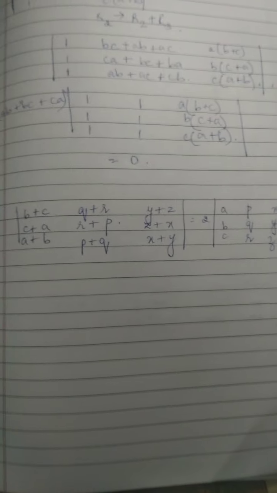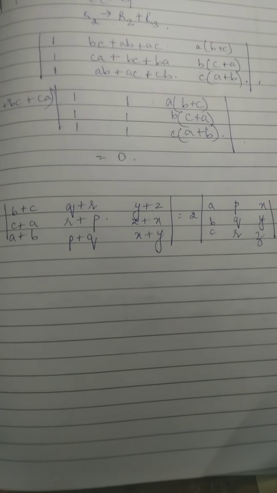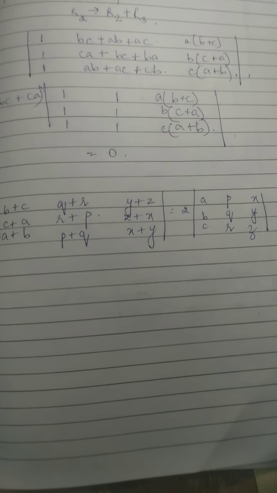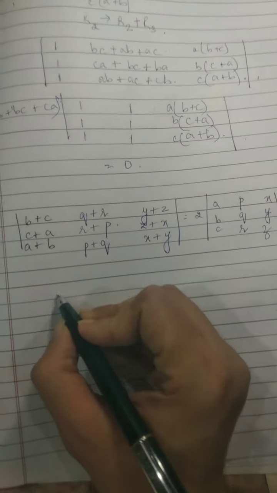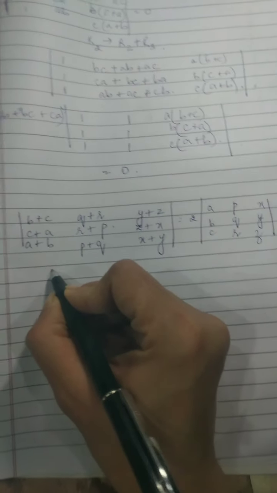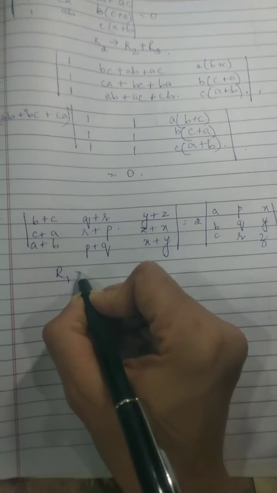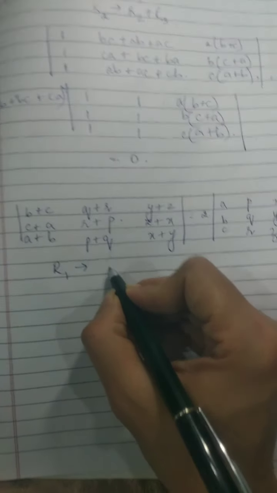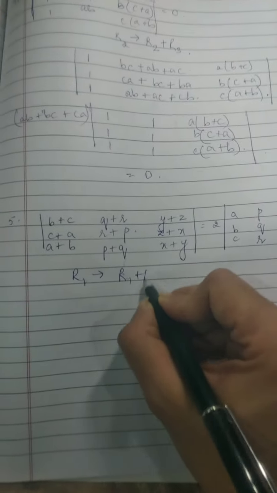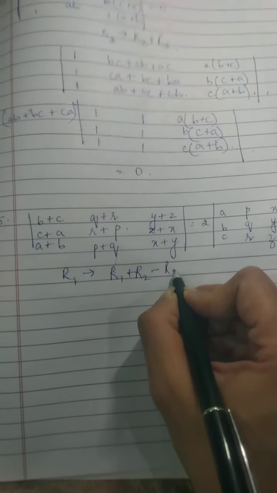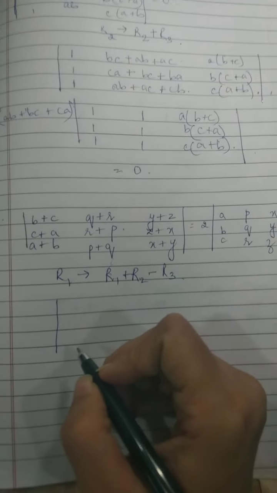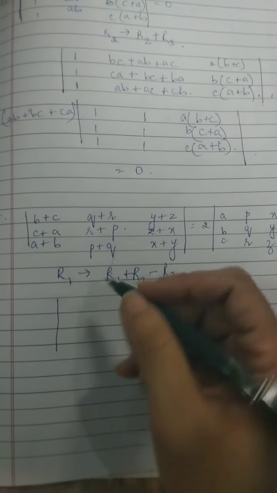Moving on to question number 5. We have to prove that LHS is equal to RHS. Now, a very simple way of doing this particular question is, let's apply a property on row 1. That is, R1 is R1 plus R2 minus R3.